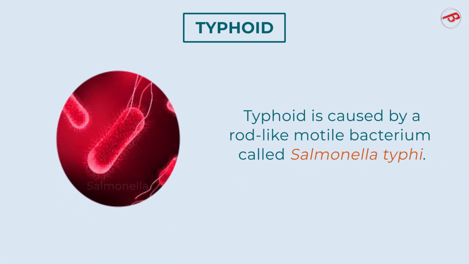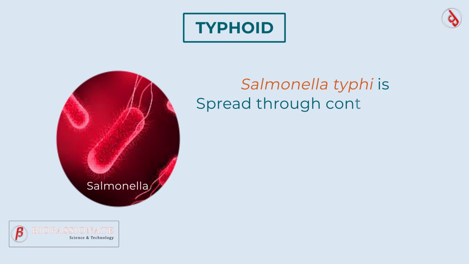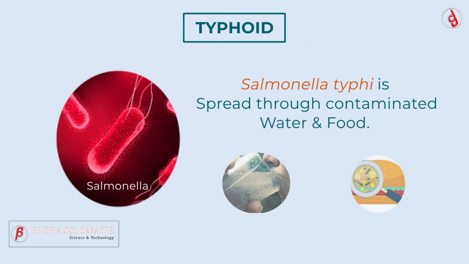Typhoid. Typhoid is caused by a rod-like motile bacterium called Salmonella typhi. This bacterium lives in the intestine and causes intestinal perforation. Salmonella typhi is spread through contaminated water and food.